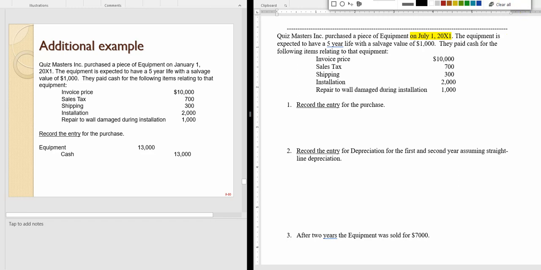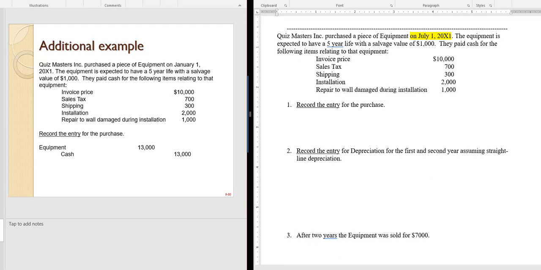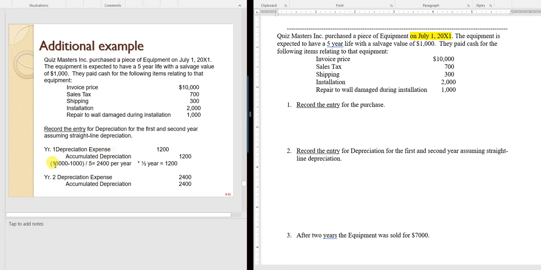So I'm going to depreciate it the first and second year, assuming straight line depreciation. My cost is $13,000. My salvage value is $1,000. $13,000 minus $1,000 divided by 5 is $2,400 a year. But I purchased it on July 1st, so I have a half year in the first year. So my journal entries are $1,200 the first year and $2,400 the next year.